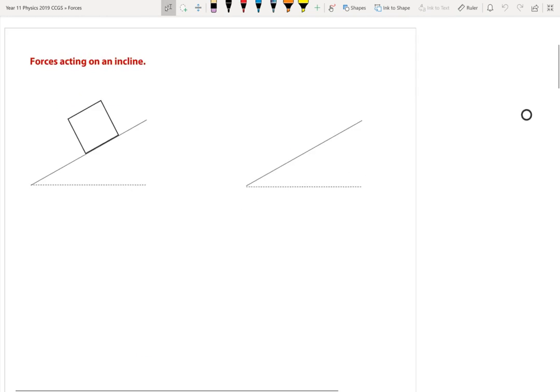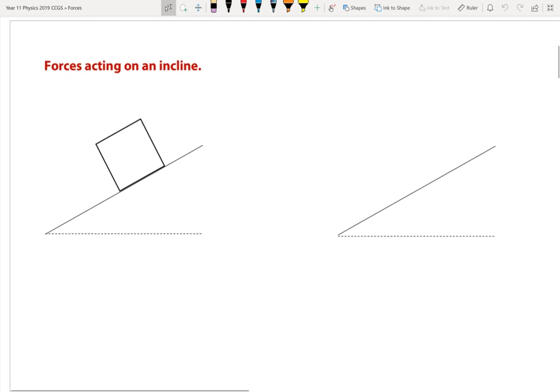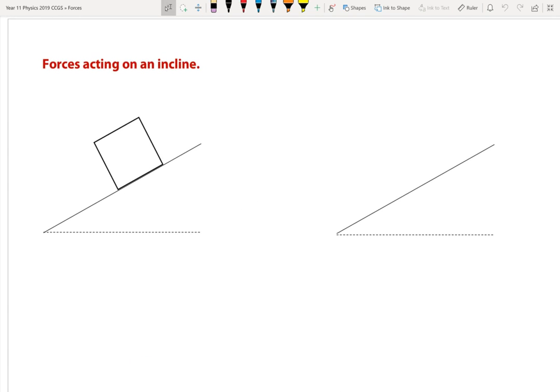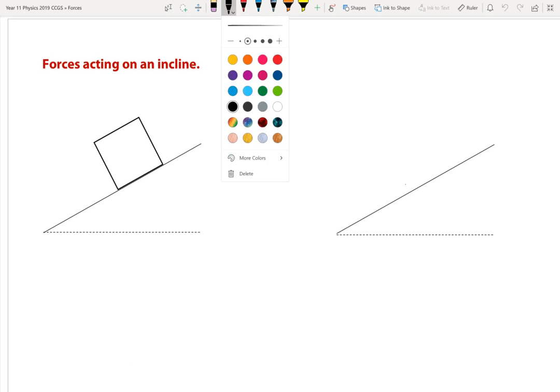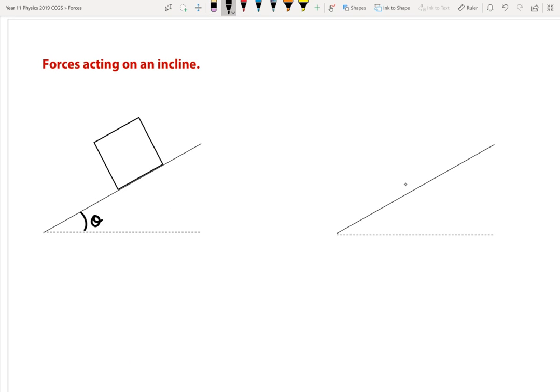Since we did acceleration down an incline, it would be fitting that we look at the forces on an incline and figure out what is happening. So, here we go. Let's just give a nice example here of an angle of theta. We have our weight force. Now, I'm going to draw the weight force at the bottom.